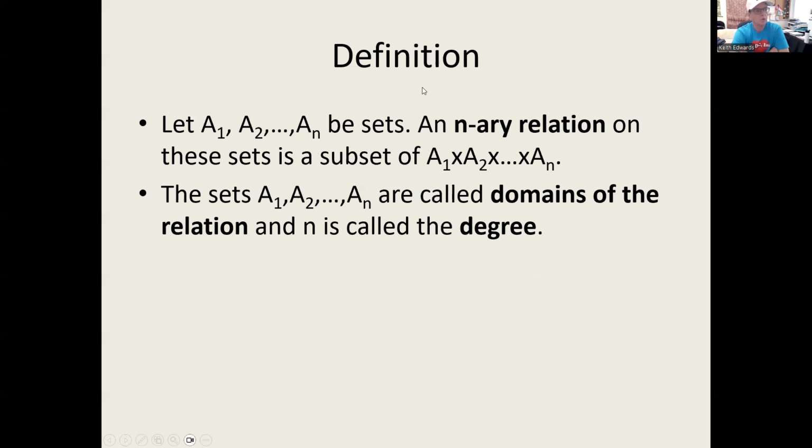So we'll let A1 through AN be sets, and an N-ary relation on these sets is a subset of the cross product of those N sets. The sets A1 through AN are called the domains, and the number N is called the degree of the relation.